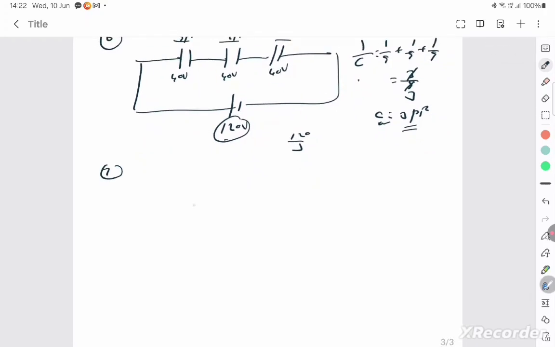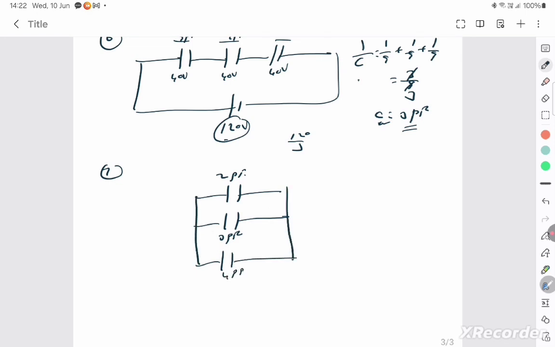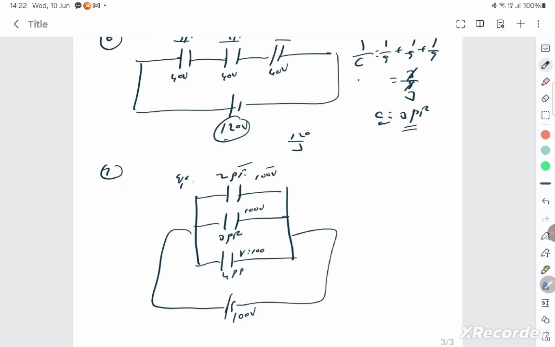3 capacitors in parallel connection. One is 2 picofarad. The next one is 3 picofarad. The next one is 4 picofarad. They are connected in parallel, and in turn connected to a 100 volt supply. You know that the potential is 100 volt, so the potential across this is 100. This is also 100 volts. It's also 100 volts. You know the capacitance and the voltage. You can find the respective charges.